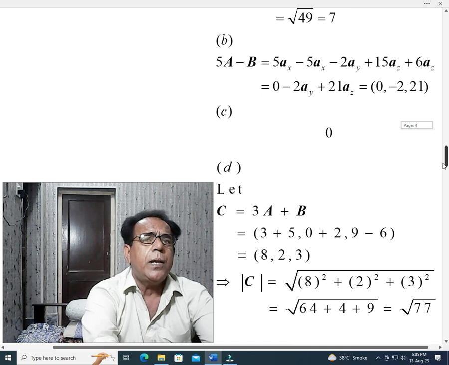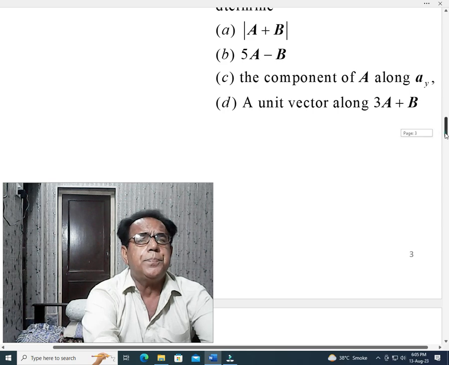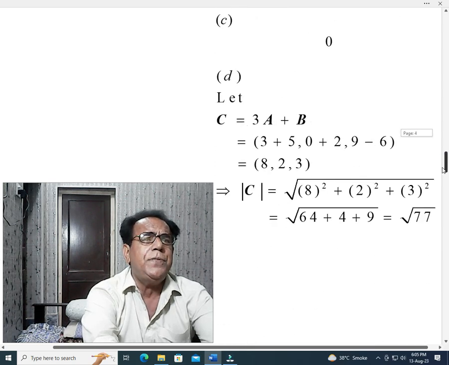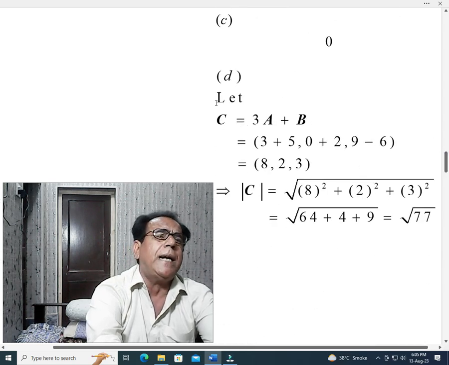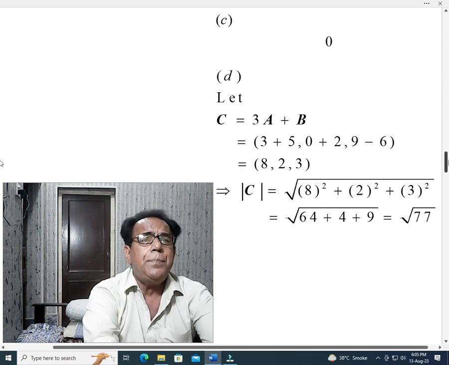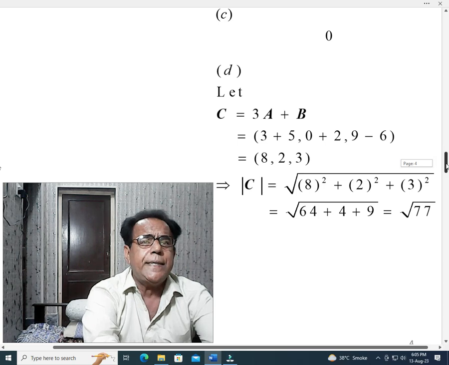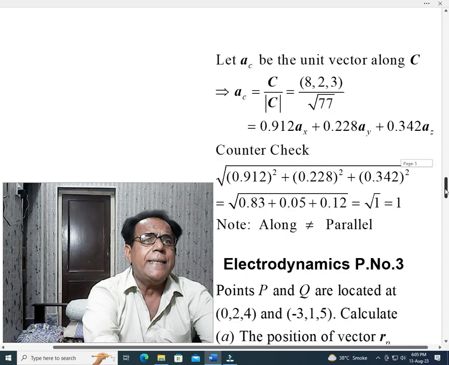Now we come towards part D, a unit vector along 3A plus B. Same procedure which we adopted in the previous problem. Let C equal 3A plus B. The C vector becomes equal to this, and the magnitude or modulus value of C becomes equal to square root of 77. Let aC be the unit vector along C, then aC equals C over C mod, equal to this. Now counter check.